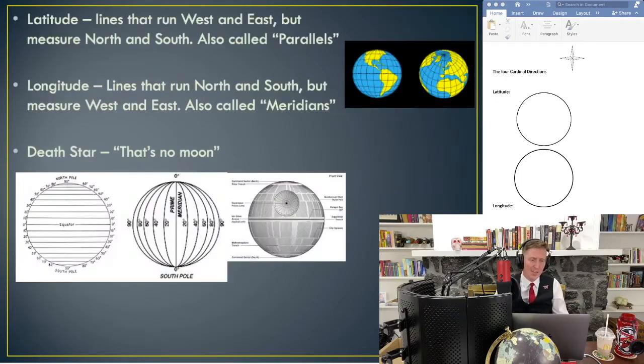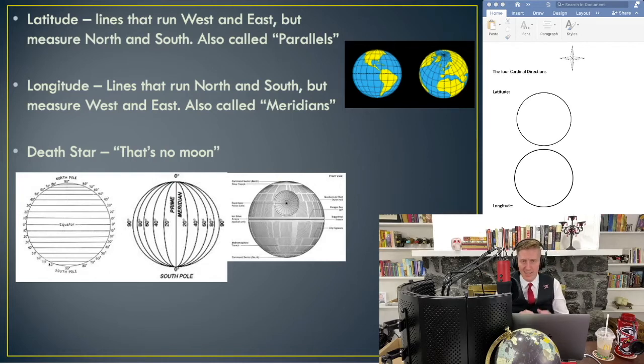So with latitude and longitude, latitude lines are the ones that run east-west but measure north-south. They're called parallel lines. On your note sheet, you'll see we've got 2 circles there. Go and fill in that top one, latitude. Those lines run east and west, or as we would look at it, horizontally. This line and that line and that line tell us how far north we are, as opposed to how far south something is.